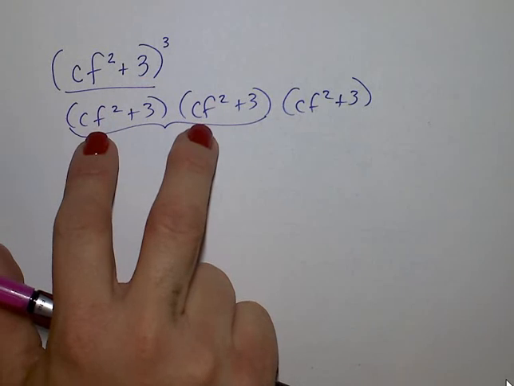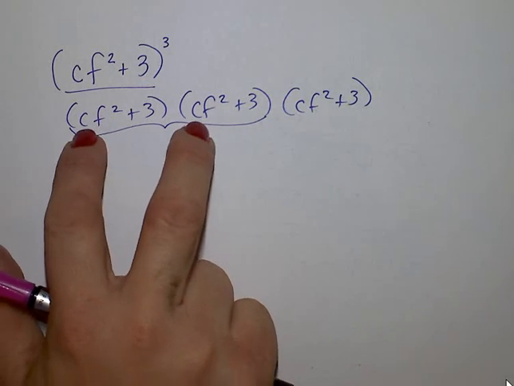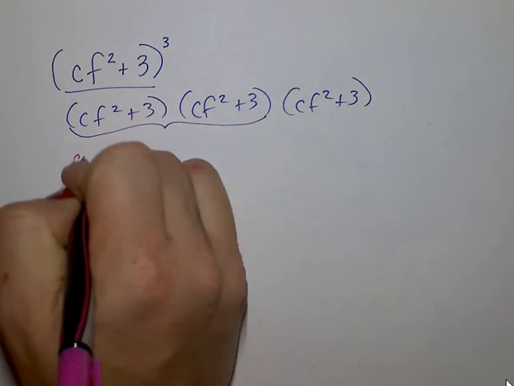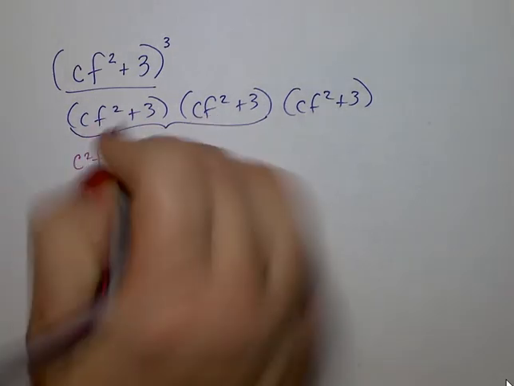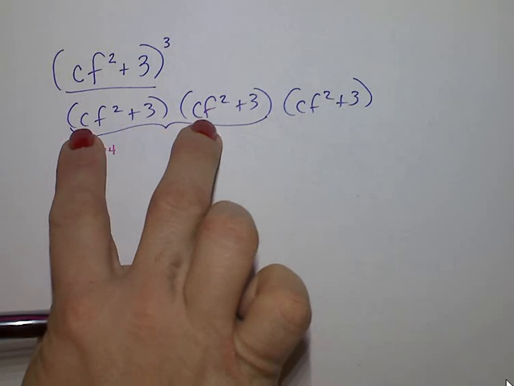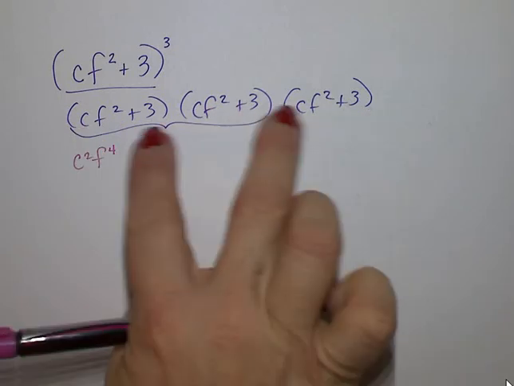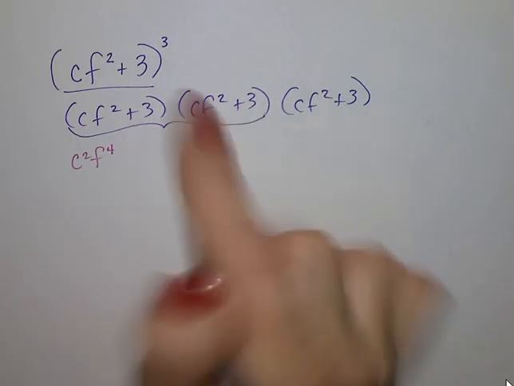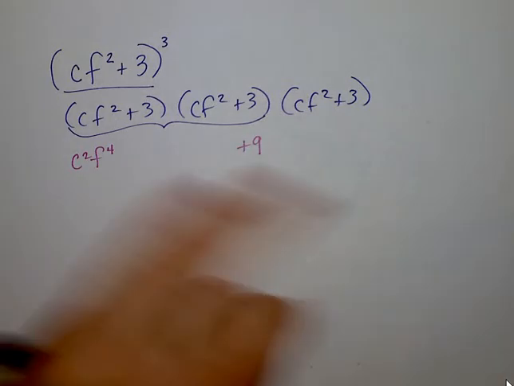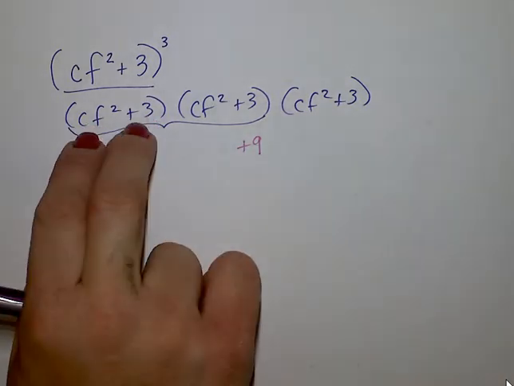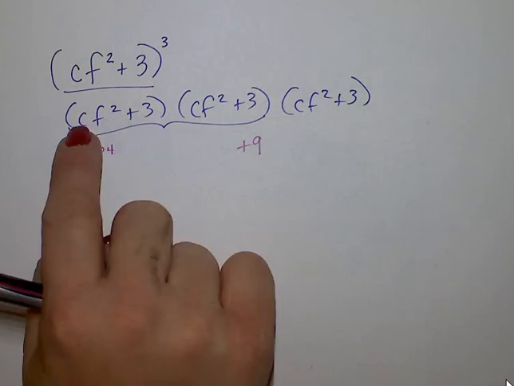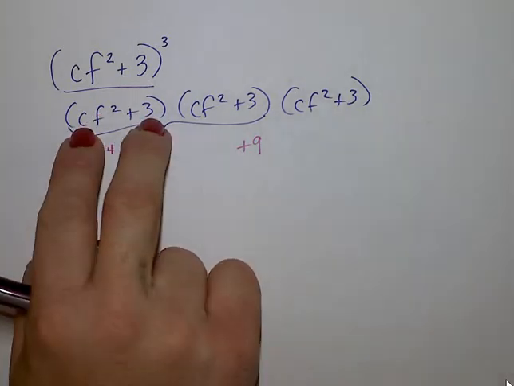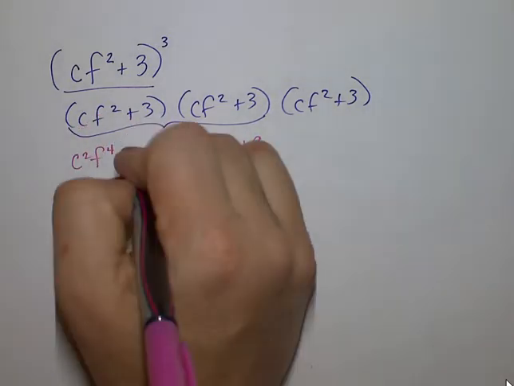Remember, you're multiplying. When you have the same base and you're multiplying, you add the exponents. So c times c is c squared, and f squared times f squared is f to the 4th. I'm going to come back. 3 times 3 is 9. Now I multiply the inside, so 3 times cf squared is 3cf squared, and I double that amount. So when I double positive 3, it turns into a 6.